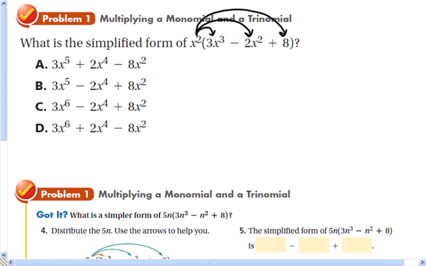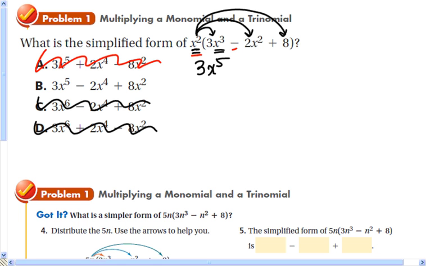When we multiply these first two terms, we have 2 factors of x here, and then we have 3 factors of x here. When we multiply those together, we're going to get 5 factors of x. That's going to be 3x to the fifth. And so we can eliminate 2 choices right now. All right. Then the second term, we have a positive x squared out front, and in here we have a negative. So when we multiply a positive times a negative, we're going to get a negative. So we can eliminate A. And we know the answer is B.